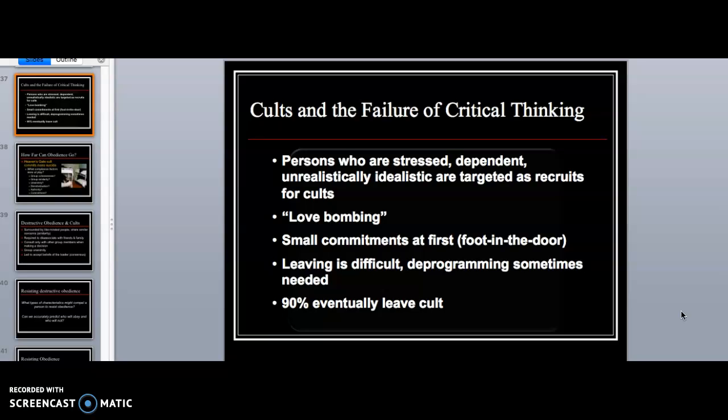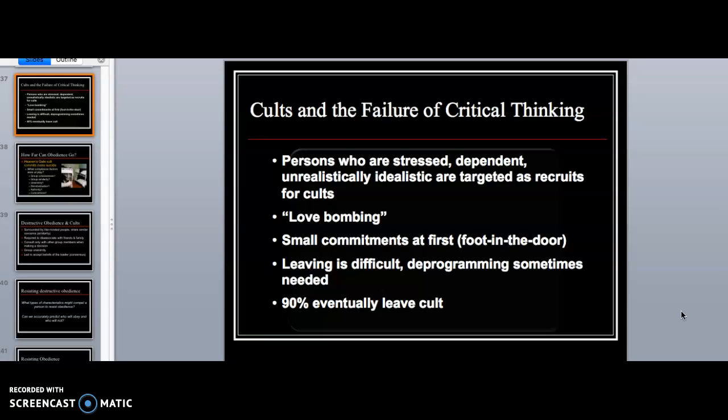What we see happening in cults is that persons who are stressed, dependent, and unrealistically idealistic are perfect targets for recruits for cults. They buy right into the ideals of cults. They are often love bombed, surrounded with this overwhelming abundance of love, so that they feel so accepted and so loved that they can't help but want to be a part. They make small commitments at first. The foot-in-the-door technique works here with compliance. And then once they're in the cult, leaving is very difficult.